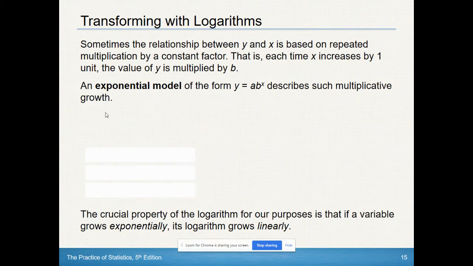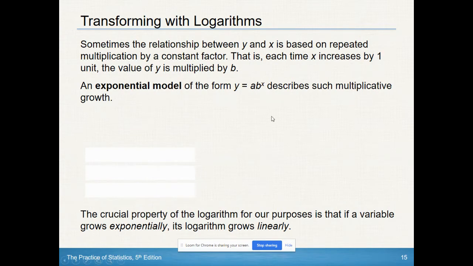So what we're looking at today is transforming with logarithms. Specifically, we're going to be looking at exponential models. We did power models previously. Now we're going to be looking at exponential models. In exponential models, x is going to be your power, whereas with power models, x was your base. Sometimes the relationship between y and x is based on repeated multiplication by a constant factor. That is, each time x increases by 1 unit, the value of y is multiplied by b. An exponential model of the form y equals a times b to the x describes such multiplicative growth.